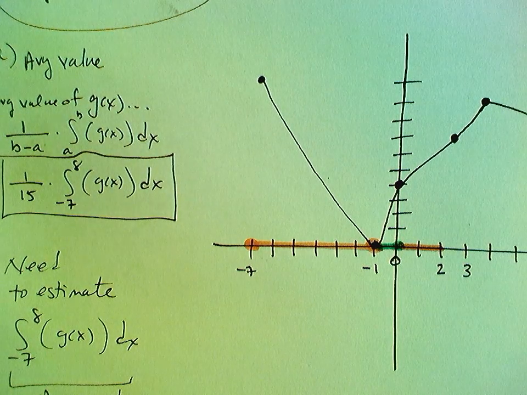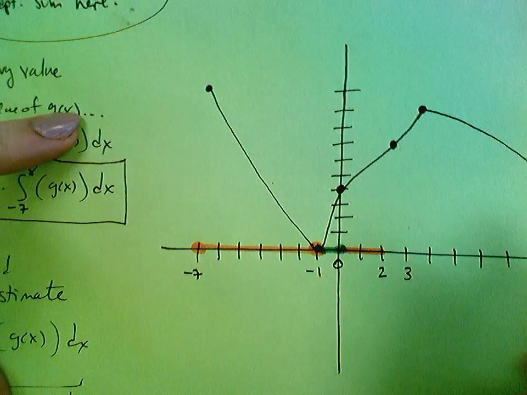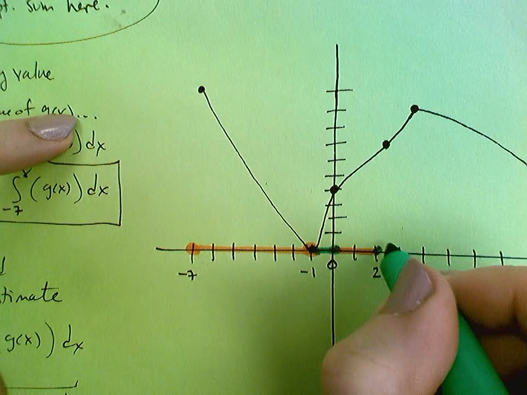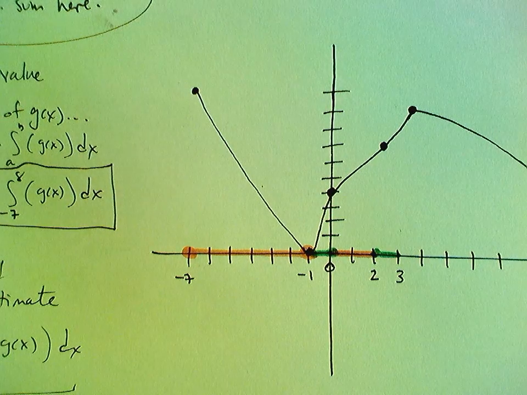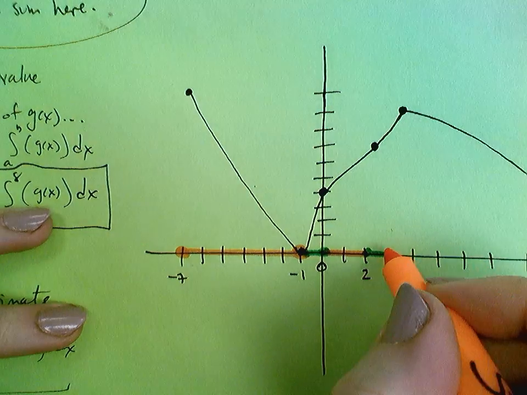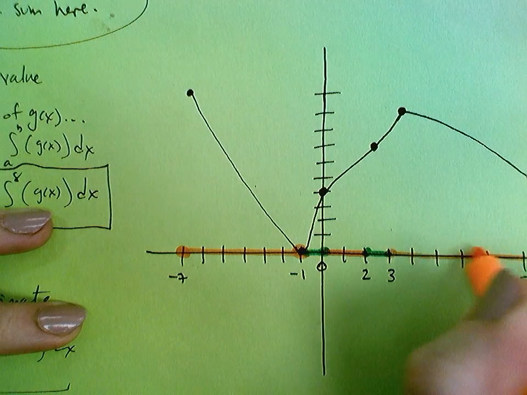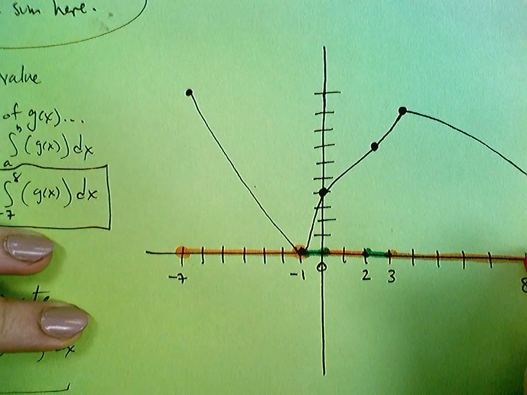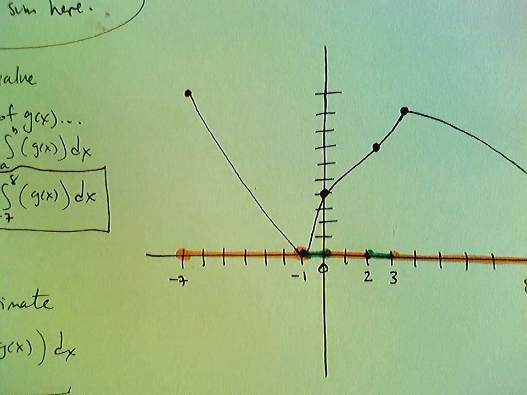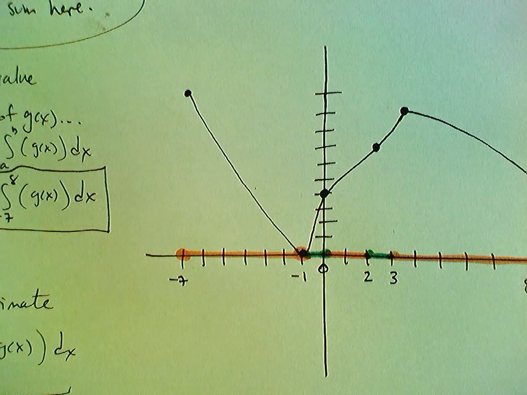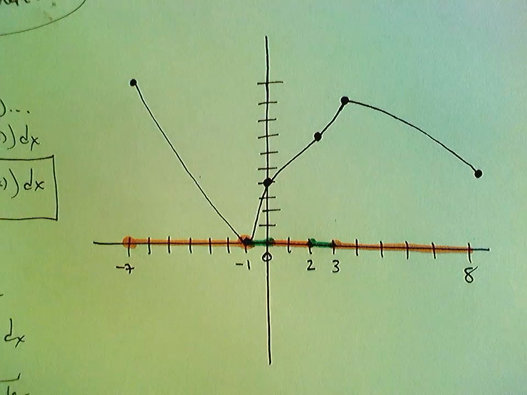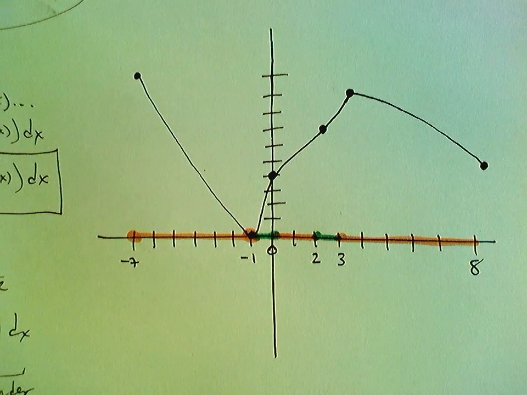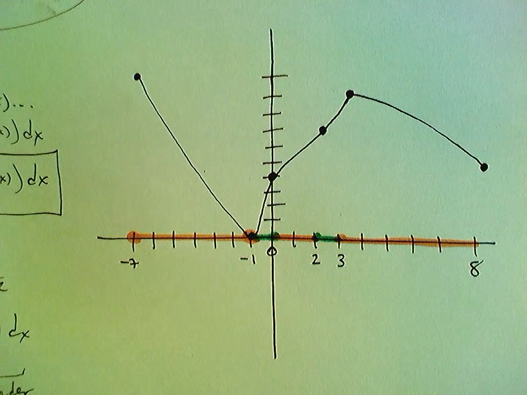I'm just alternating colors. You don't have to do it like that though. 2 to 3. And then finally, the last subinterval is 3 to 8. Now the fact that we're doing a right endpoint sum means that I'm going to be using the right endpoint of each subinterval for the height of the rectangle.